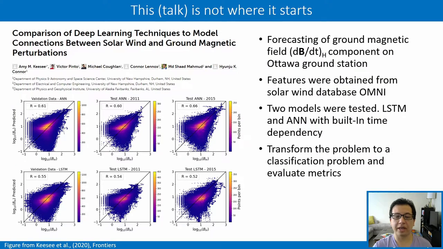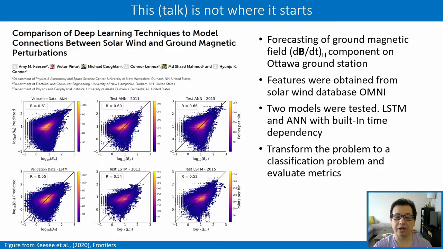The current project is also a continuation of a work we published earlier this year. Many details about the implementation of the model that I will be discussing can be found in our Frontiers paper. The idea remains the same, forecasting of the ground magnetic field horizontal component, but instead of only using Ottawa ground stations, we'll be expanding to many mid and high latitude stations.